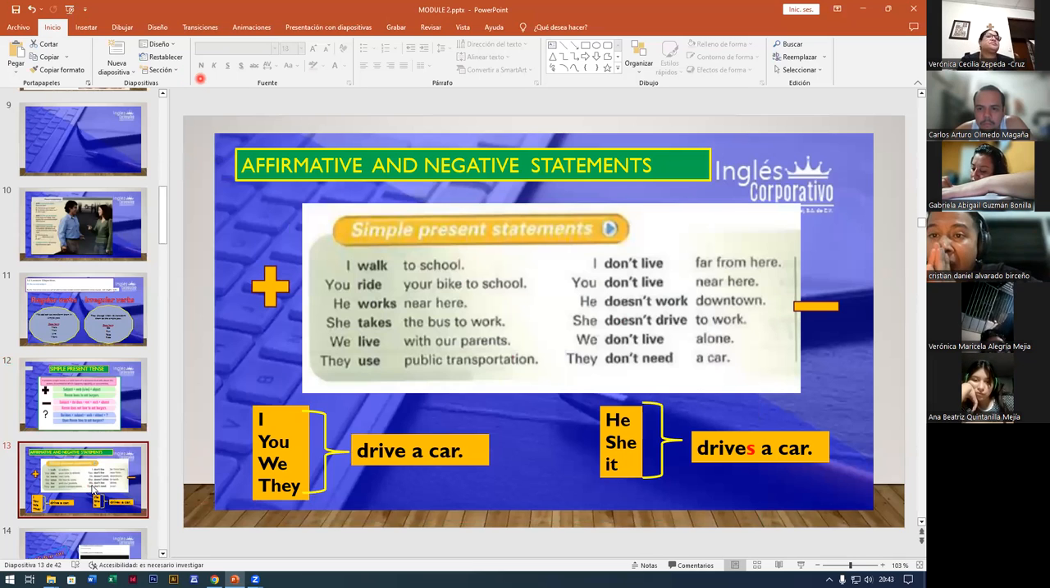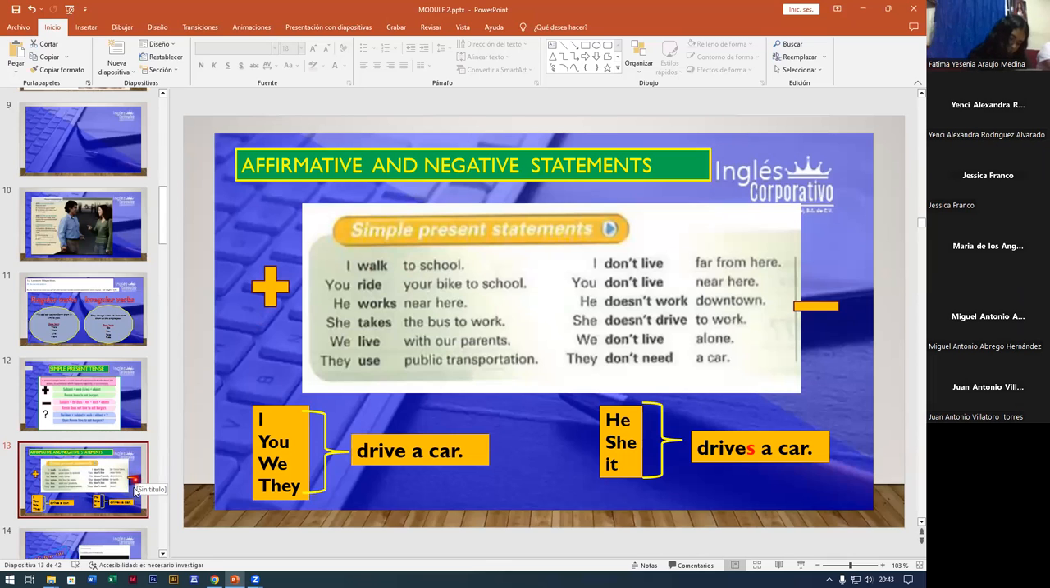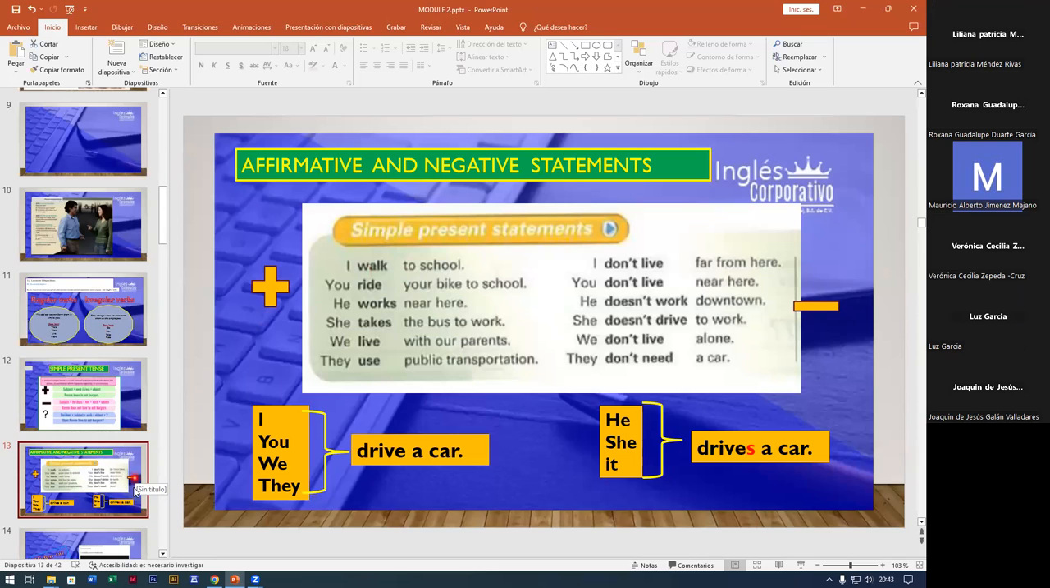Now, let's see one other example. Affirmative and negative statements. I walk to school. This is affirmative. Yo camino hacia la escuela, right? Now we have, you ride your bike to school. It's affirmative. He works near here. He takes the bus to work. We live with our parents. They use public transportation. Now, this is affirmative.